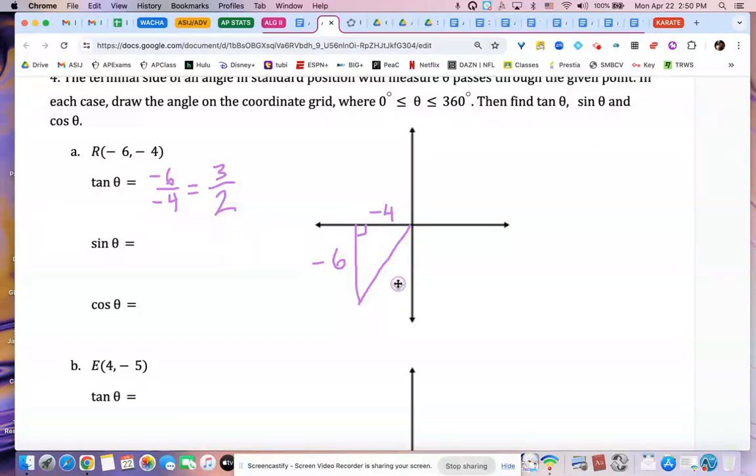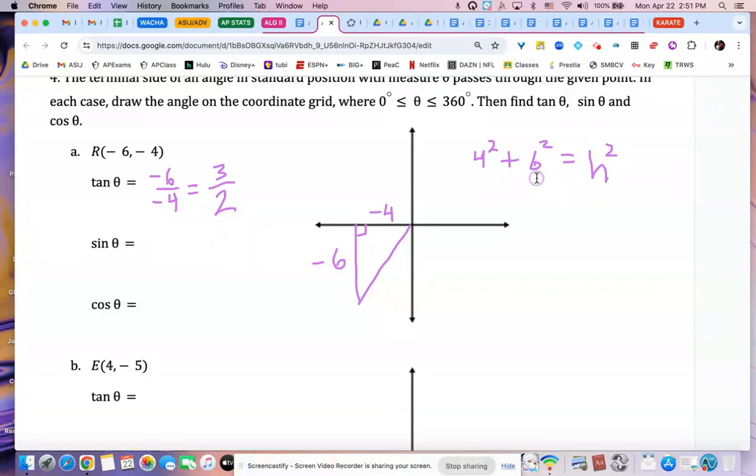Okay, sine ratio. For the sine ratio, I need the hypotenuse. What's that? Well, let's see here. 3, 4, 5, 6, 4, 6, 10. No, that's not right. We'll have to do the Pythagorean theorem. So 4 squared plus 6 squared equals hypotenuse squared.